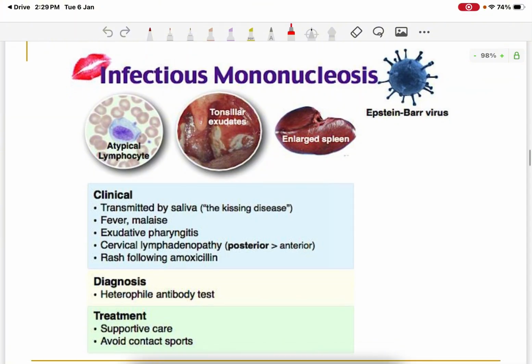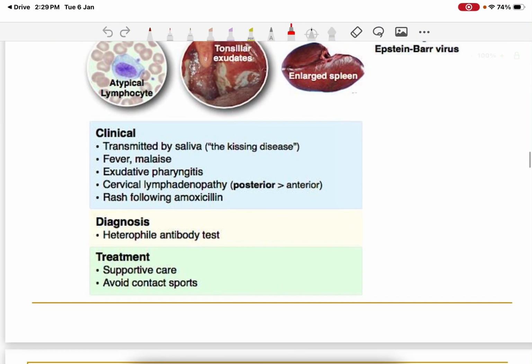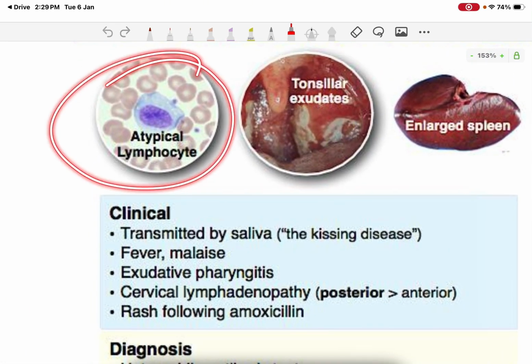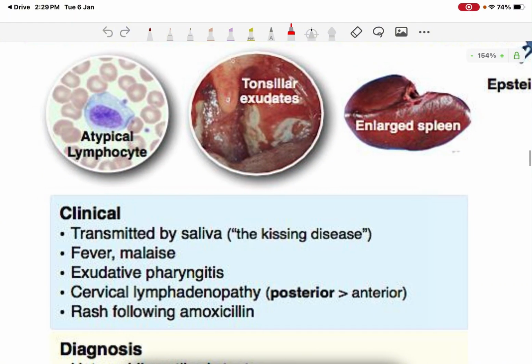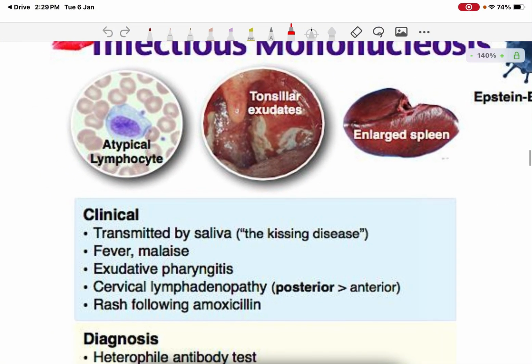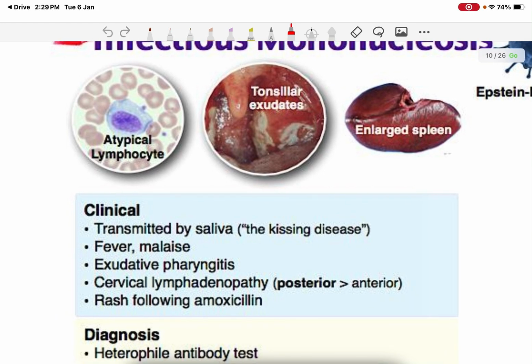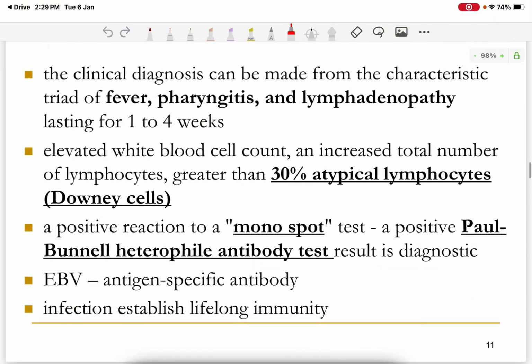Good. So this is infectious mononucleosis. What about the lymphocytes in this case, and the enlarged spleen and the tonsillar exudates? I guess you understand this one. To a various degree we understand the spleen. But what is this one? What is this lymphocyte called? Downey cell. This is atypical. I think there is an image.